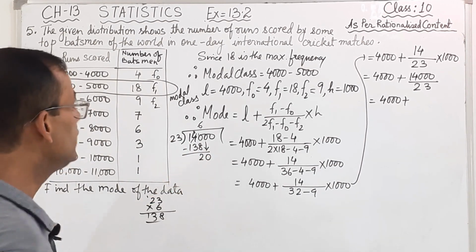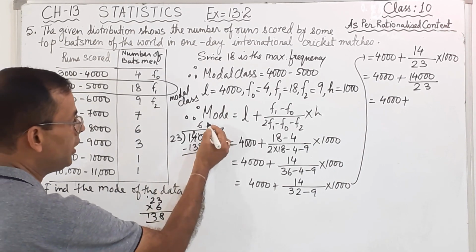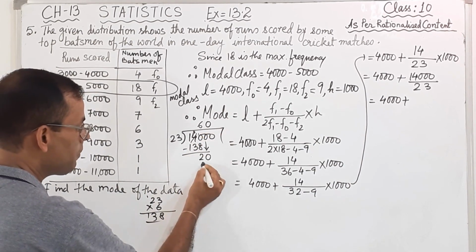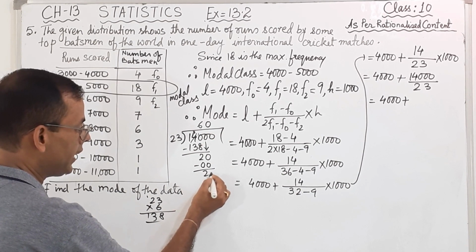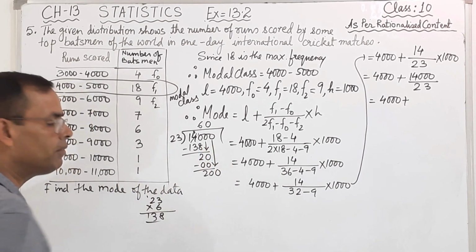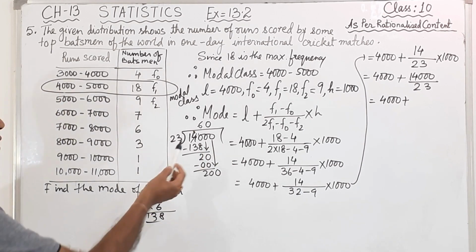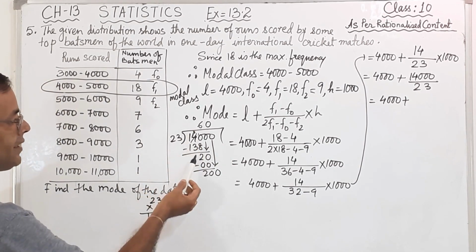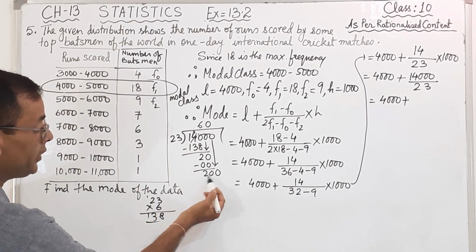So 20. Now 20 and this is 23, smaller. So 23 zeros are 0. So if you subtract again, 20. Now this 0 may come down. Okay. So it becomes 200. Okay. So you can see 23 6s are 138 and now it is 200.